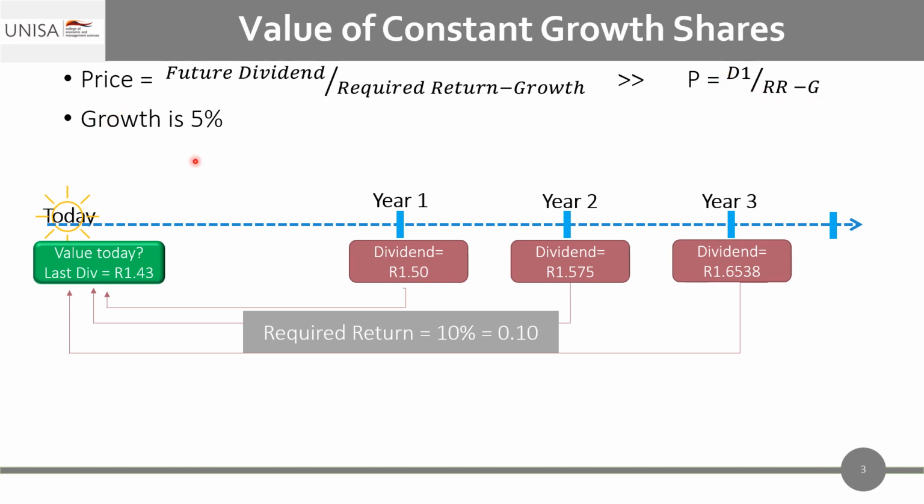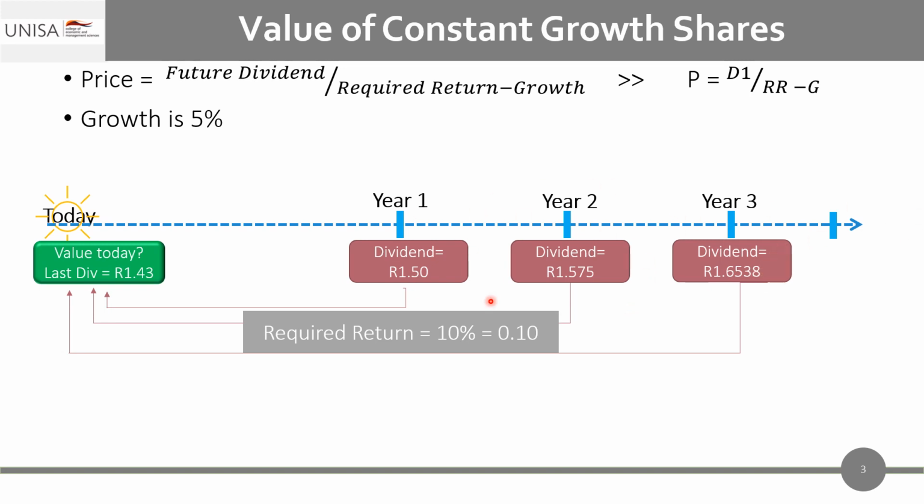So if we have an assumption to say we have our growth rate at 5%, so the growth rate will always be given, the behavior of the dividends is shown in the number line. So if the last dividend was 142, we know that in year 1, growing by 5% it becomes 150. 150 growing by 5% becomes 1.575. 1.575 growing by 5% becomes 1.638. So it continues to grow by 5%.